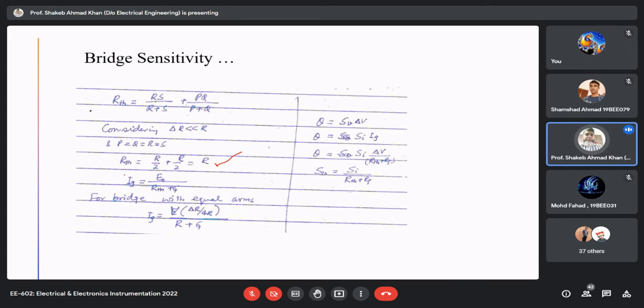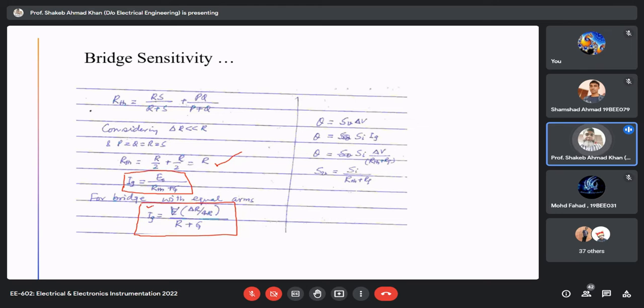So the galvanometer current will be E naught upon R Thevenin plus G, and the E naught value we are already having, so we put it here. So V into delta R upon 4R into R plus G. So you look at this expression. In this case also you see the response.